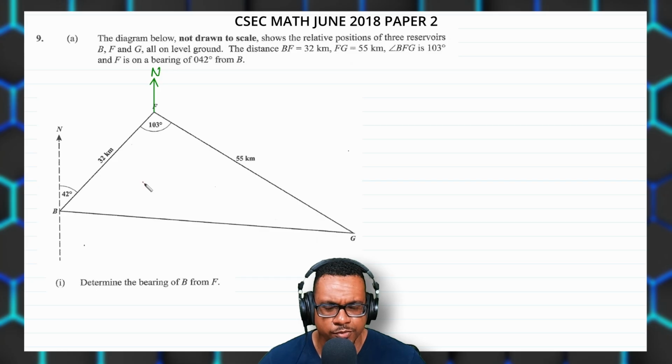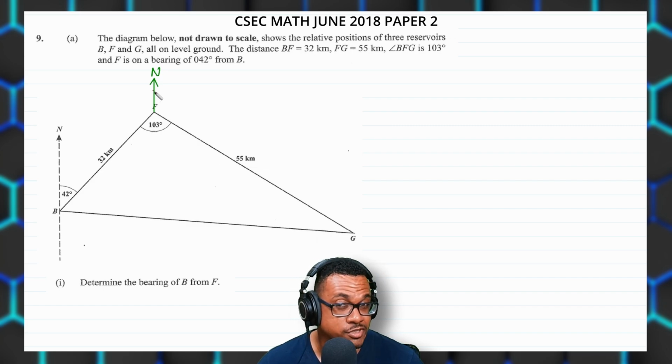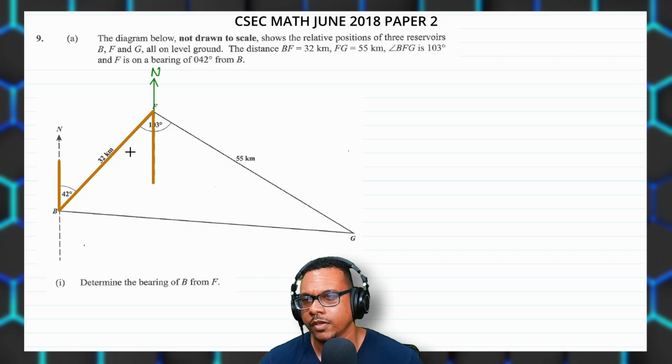Now before I do that, I recognize that this north line here and this north line here are parallel lines. And once we have parallel lines, we can look out for alternate angles or corresponding angles. Now here I can see the Z. If I were to extend this line further down, we would have our Z here, and therefore this little piece of angle here will be 42 degrees. Now I'm just going to highlight the Z for you. So what we're going to have is the angle here would be 42 degrees.